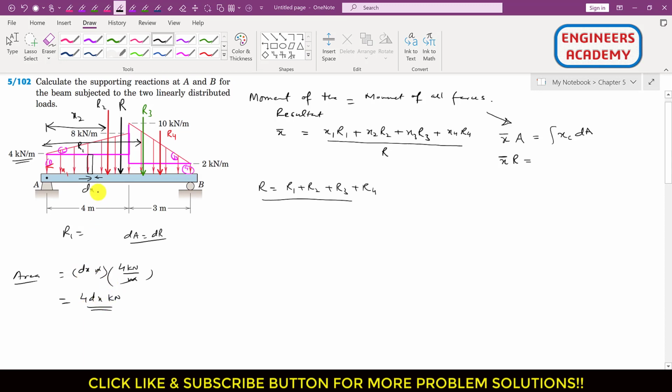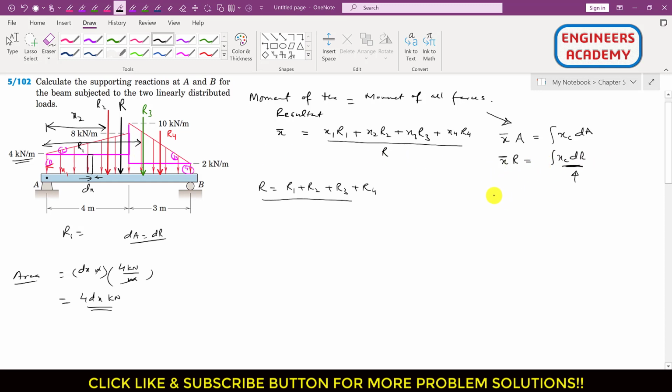So this means that while solving these distributed load problems, the areas of all these distributed loads will give us the forces, the resultant forces, right? So we can write that this is xc into dR. This xc into dR is the moment, and this integration means the summation of all the moments of all the resultants of these 4 areas, right?